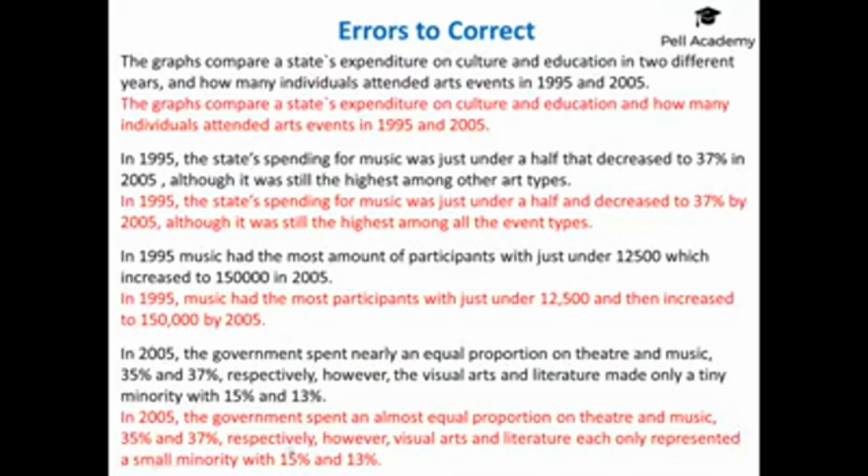"35% and 37% respectively. However, visual arts and literature," so we wouldn't have "they." You would just need to know this already. There's no other way. You would have to know the word "visual arts" and how it's used. "Visual arts and literature each only represented a small minority with 15% and 13%." Again, the collocations here are how we do say it. So that's just a collocation thing, "representing a small minority." That's a good collocation, something that you would be able to use again.